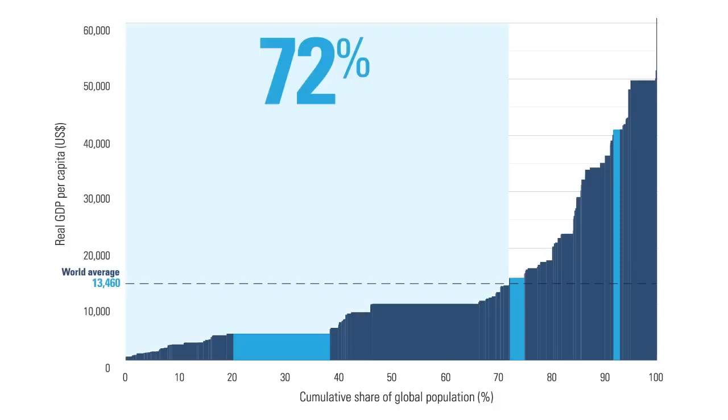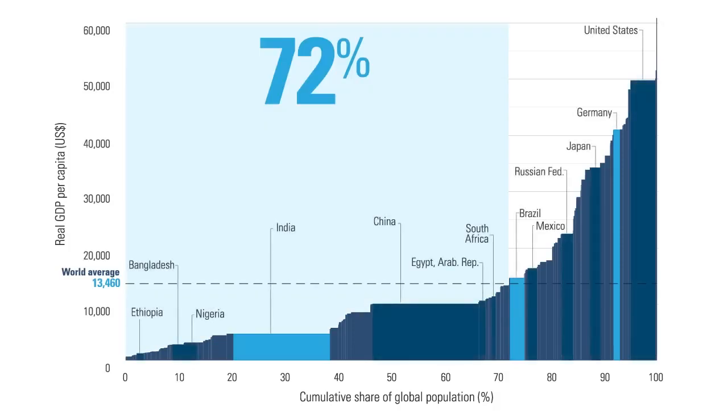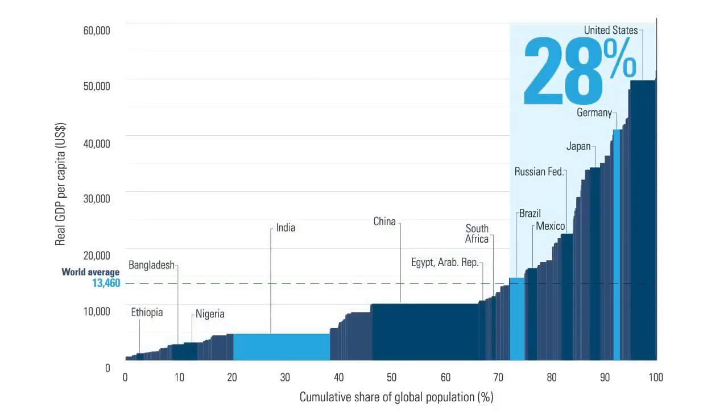The line for the world average GDP per capita in real terms is $13,460 US. It hits the bar at around 72%, which means about 72% of people live in countries whose average GDP per capita is below the average for the world. About 28% live above.